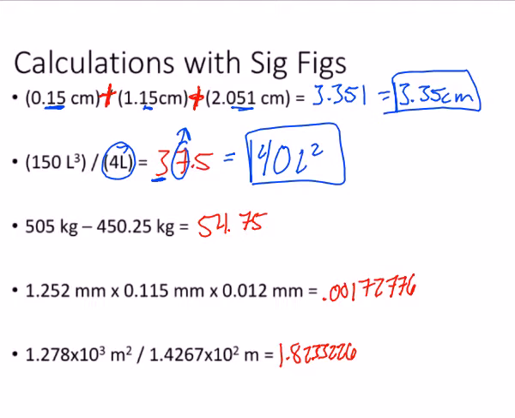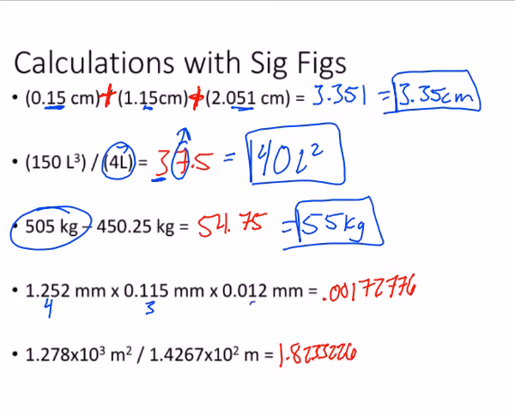Do the last 2 really quick. I'm still going, so you shouldn't be packing up yet. Just saying. Next one. 0 decimal places, because you have 0 on that and you're subtracting. So this is going to be 55 kilograms. The next one you multiplied, so least number of sig figs, we have 4, 3, 2. So 2 sig figs, I'm going to have 0.0017 millimeters cubed.